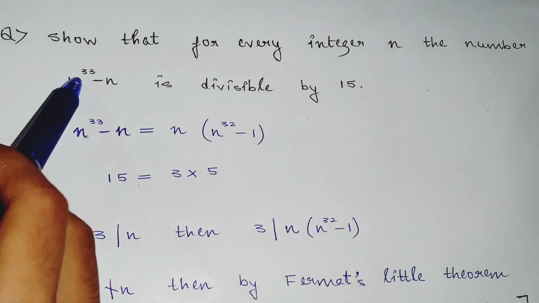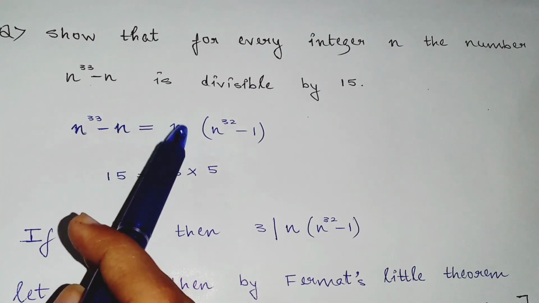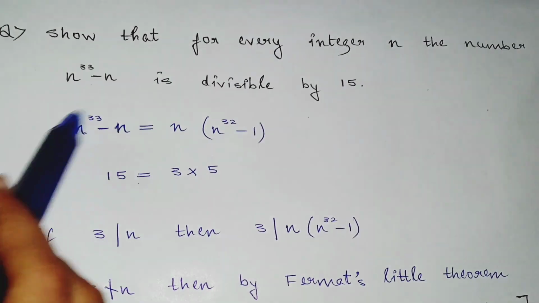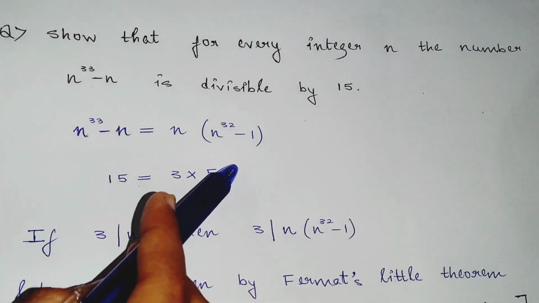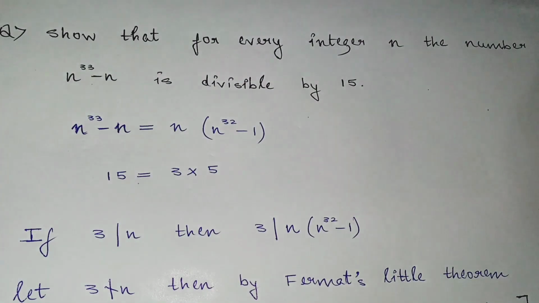For that, let us take this number first. n raised to 33 minus n is equal to n into n raised to 32 minus 1. This number can be written in this form by taking n common. So we get n into n raised to 32 minus 1.